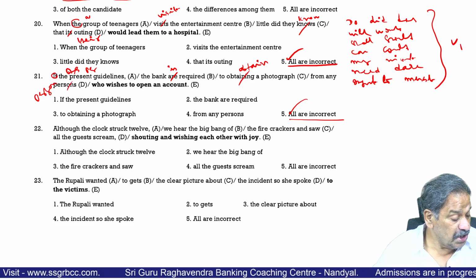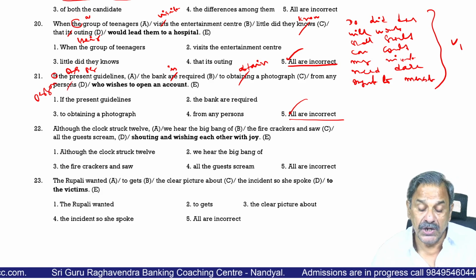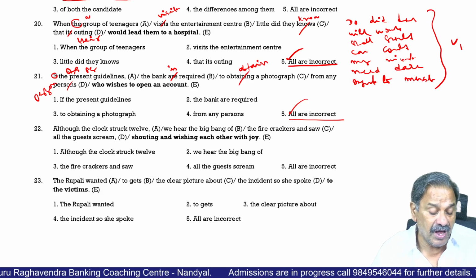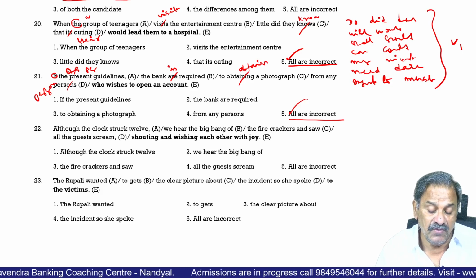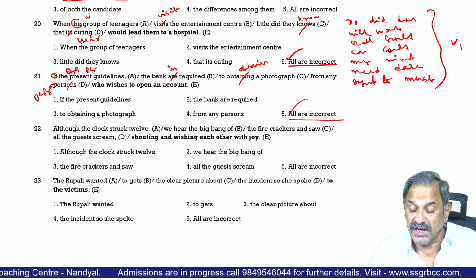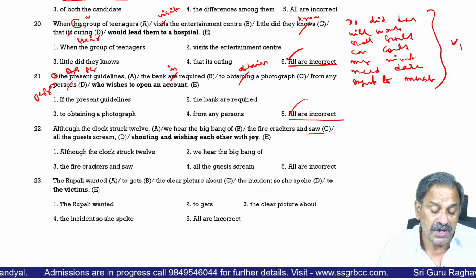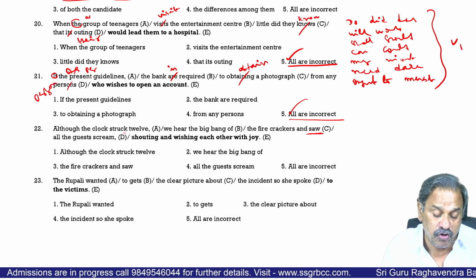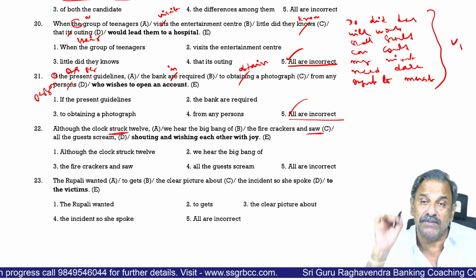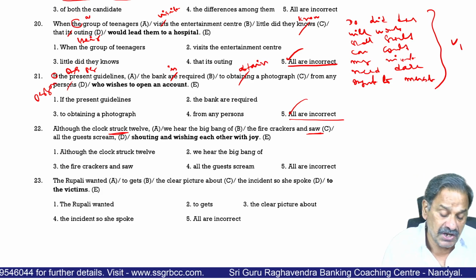Then 22. Although the clock struck 12, we hear the big bang of firecrackers and saw all the guests scream, shouting and wishing each other with joy. Here, saw is related to the past. So, although the clock struck, struck also, strike, struck, stricken. This is also past. So you have to keep the entire sentence in the past. Although the clock struck twice, it is wrong.